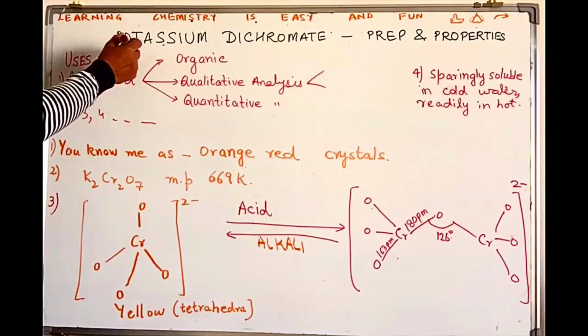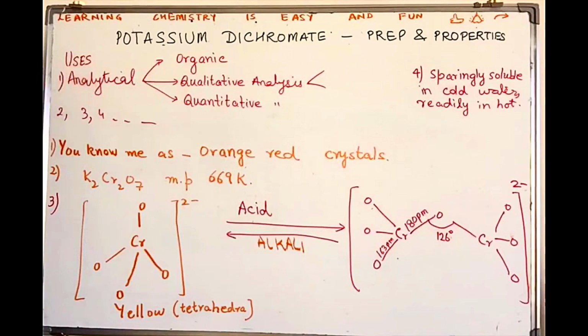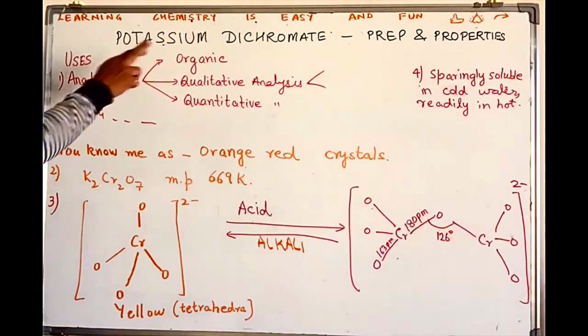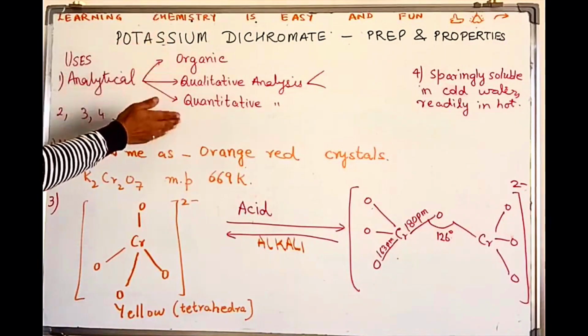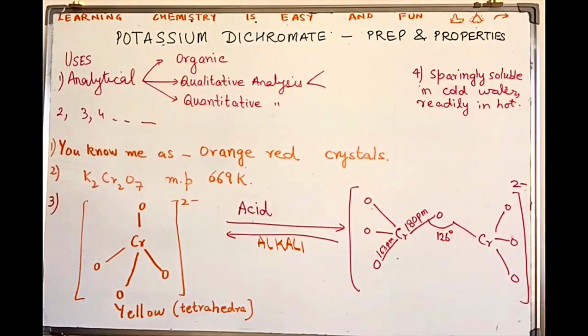Our topic is potassium dichromate: preparation, properties and of course uses. You have been using potassium dichromate in the laboratory, in your organic analysis and inorganic analysis, where you do qualitative and quantitative analysis. Don't worry, these are nothing alien to you. You have been using it in organic compounds to convert alcohols to aldehydes, and aldehydes to acids.